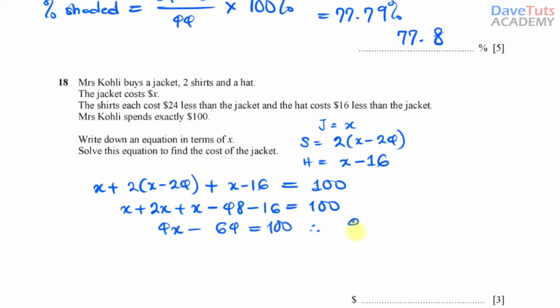And then we can have 4x to be 100 plus 64, which is 164. And then if we divide both sides by 4, 4 can cut 4 in 16, this will be 4, 1. Okay, so x itself will be nothing but $41. So $41 will amount to the cost of the jacket.